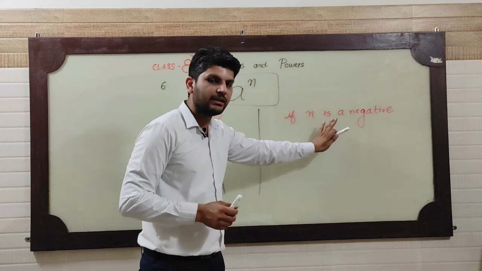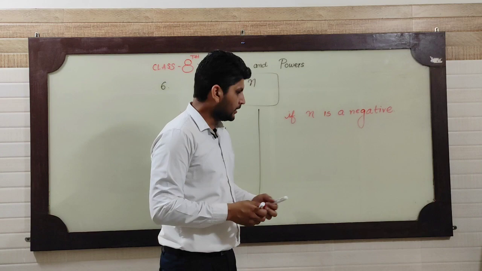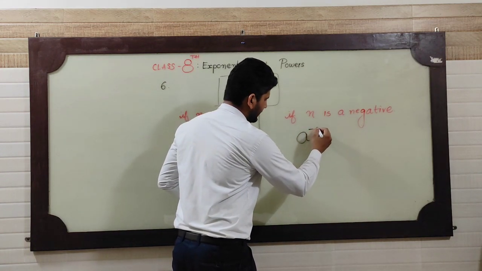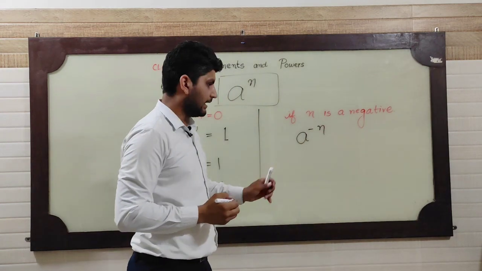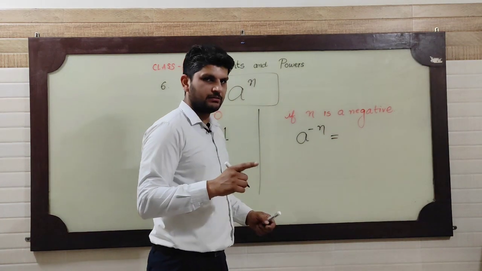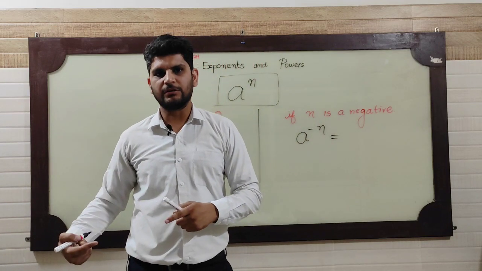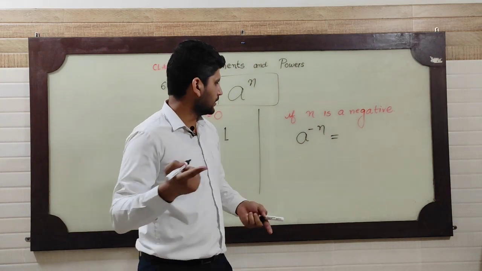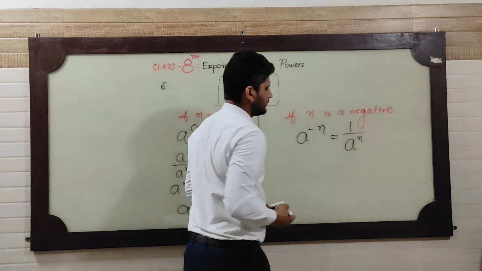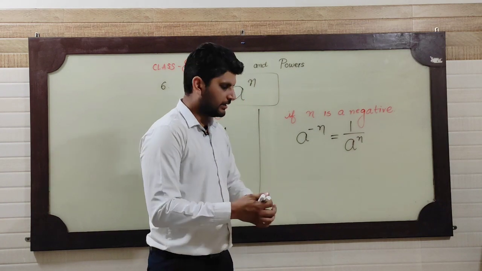If n is a negative number, then it is very important. This is something new you are doing here. Suppose we are having any positive or negative number with the power negative n, right, minus n. So if plus means multiplying the same number, then minus means dividing the same number. You can simply learn it the same way. It means a power minus n equals 1 upon a power n. It means by negative power we will simply divide, a power n, right?